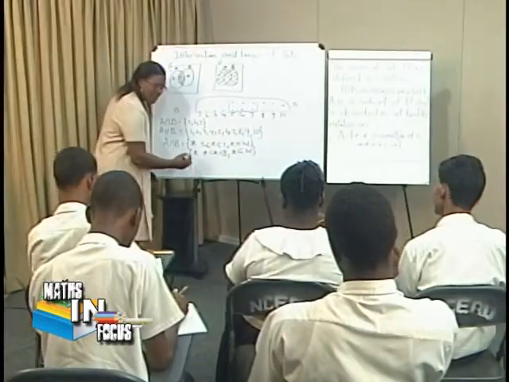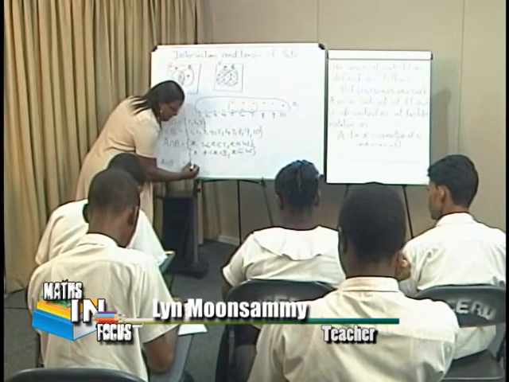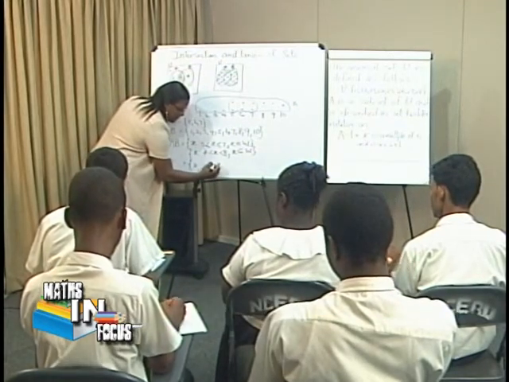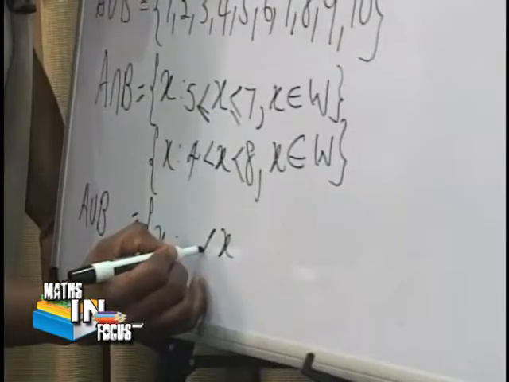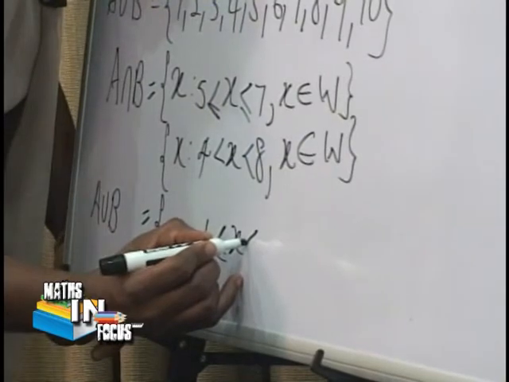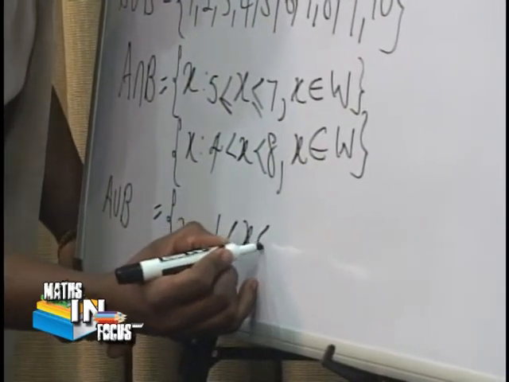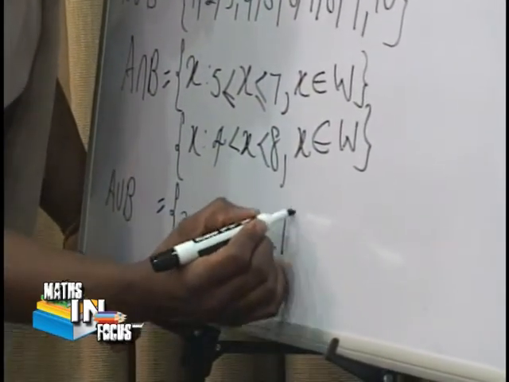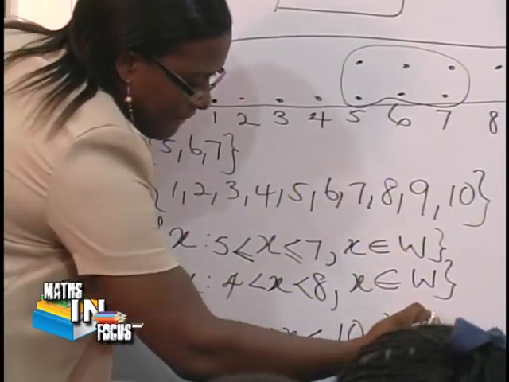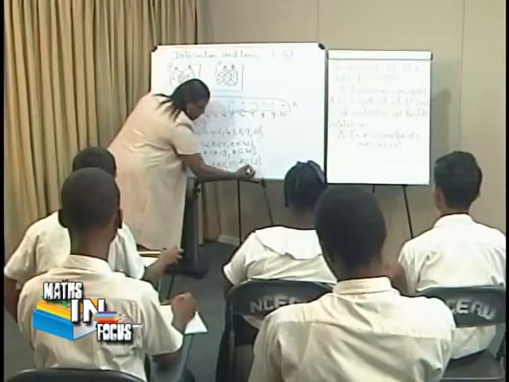Yes, Damien. x is such that x is greater than or equal to 1 and less than or equal to 10. x is an element or member of the set of whole numbers. Good.